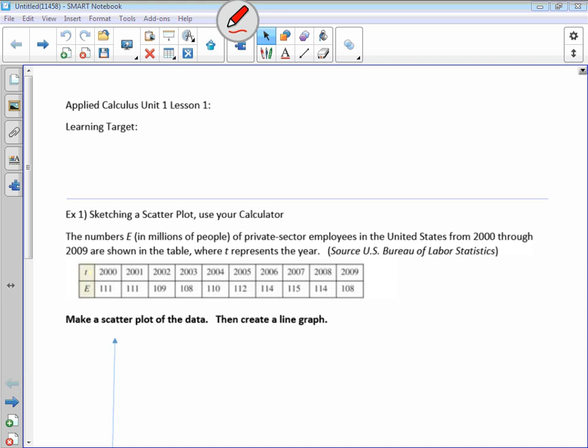Trying to learn today, your learning target, if you want to start with that on your notes here, we're going to make a scatter plot and a regression line.